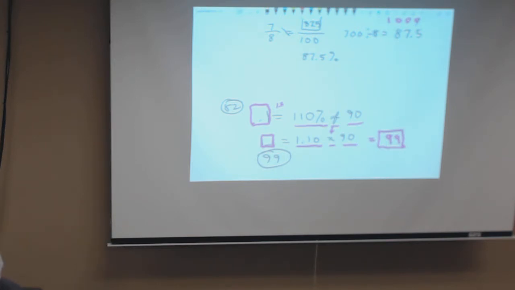So guess what? I just translate from English to math. And number 82 says, what? What? That's my empty box. Is, that's equals, what is 110% of 90? See how I went from all those words to a math picture with an empty box in it? And if I have an empty box, then my mind is saying, what goes in the empty box?